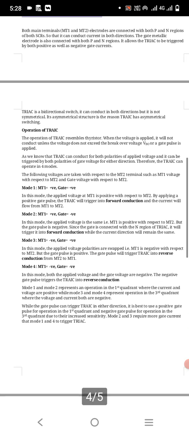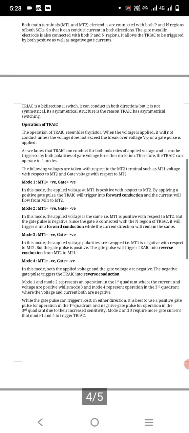TRIAC is a bidirectional switch. It can conduct in both directions, but it is not symmetrical. Its asymmetrical structure is the reason TRIAC has asymmetrical switching.